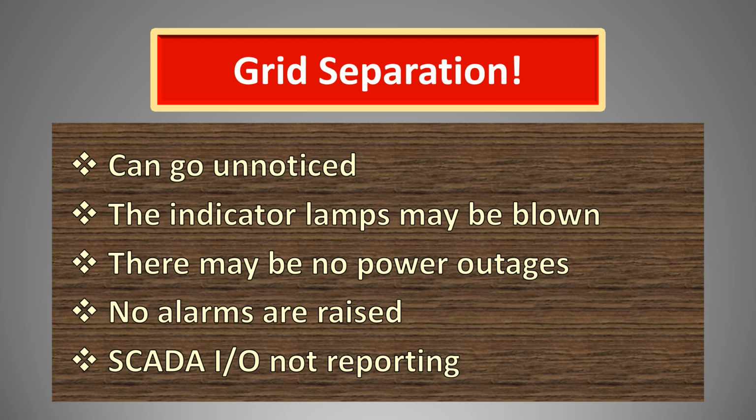Arguments surrounding grid separation. Grid separation can go unnoticed. The indicator lamps may be blown. There may be no power outages, and no alarms are raised, and nobody's complaining of a blackout because everything is working. You can also have a SCADA I/O point that is not reporting. There are many reasons why a point is not giving you the correct indication that the breaker is open.